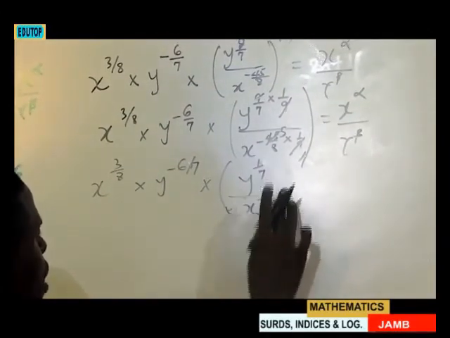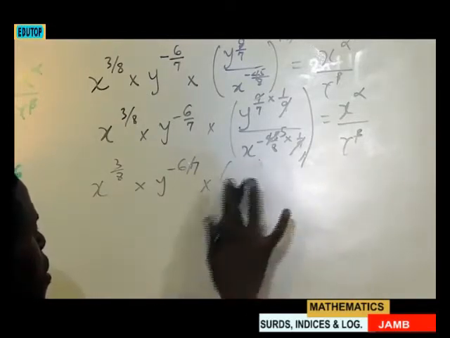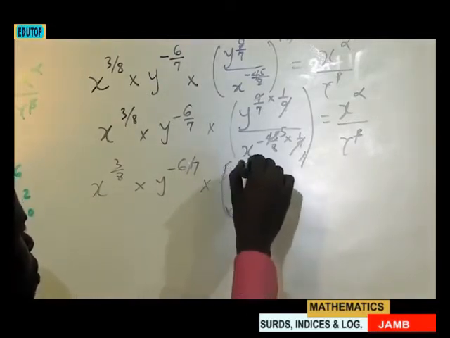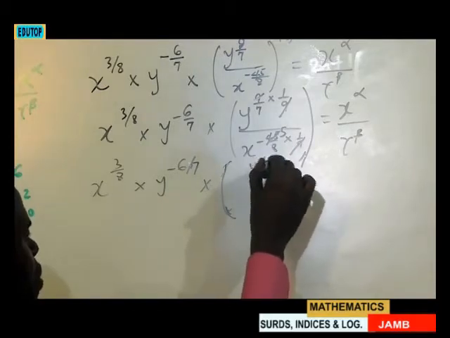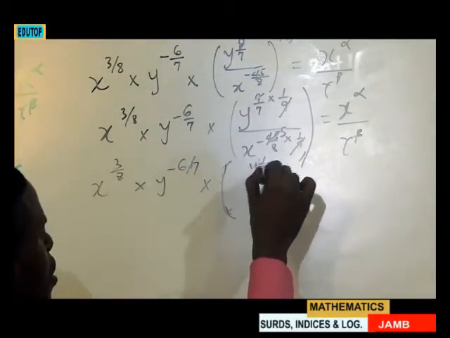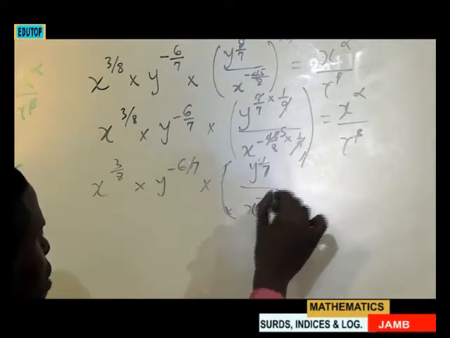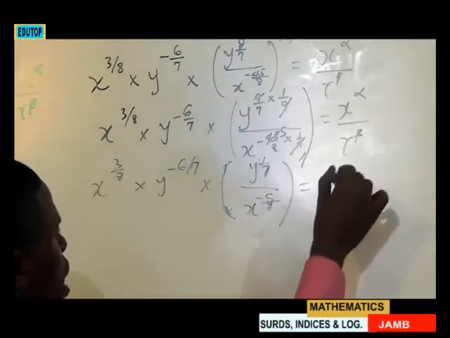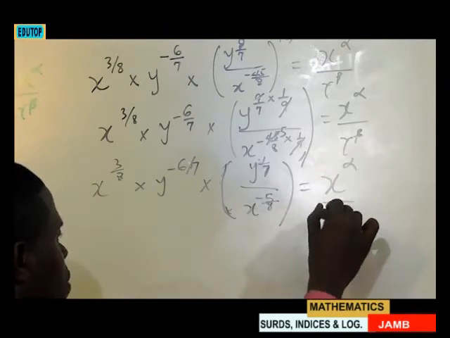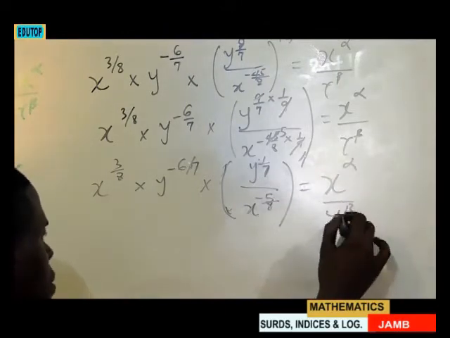So I have minus 5 over 8, as y^(1/7) divided by x to the power minus 5 over 8 equals x raised to the power alpha and y raised to the power beta.